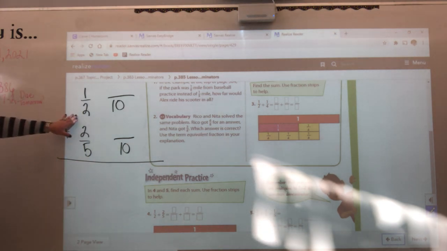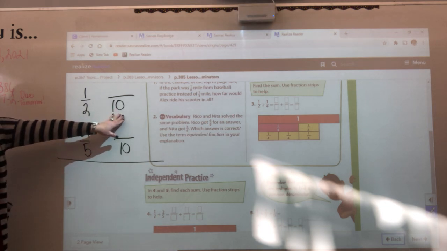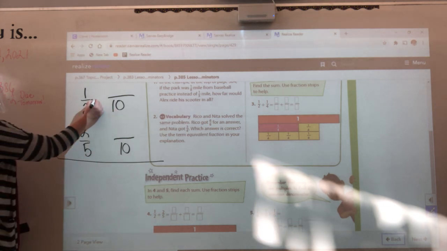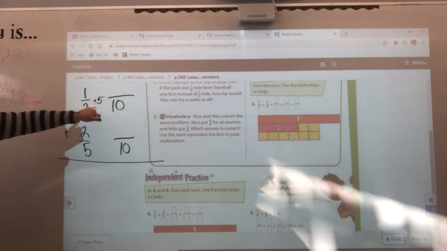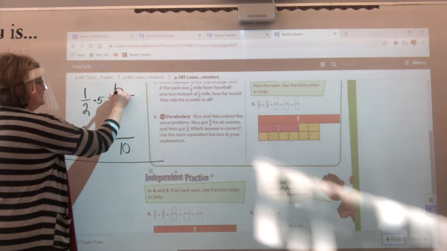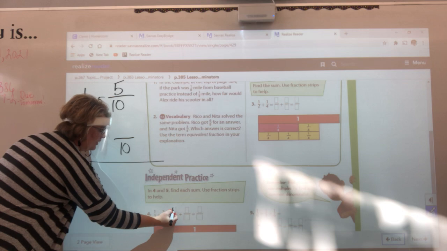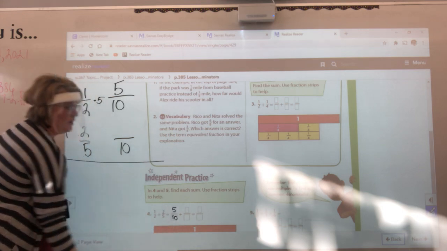Now we're on the top fraction. So how in the world do we go from 2 to 10? 2 times what gets me 10? 5. So if you multiply the bottom times 5, you got to multiply the top times 5. So what would 1 times 5 get me? 5. So there's your new fraction that goes right here in your first box, 5/10.